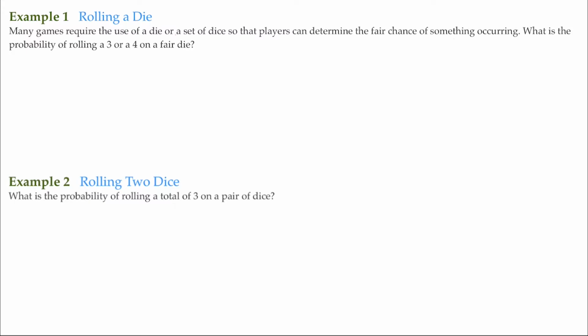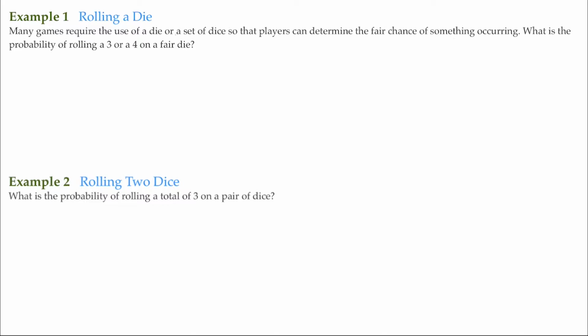So for this first example, we are going to use theoretical probability to determine the outcome of rolling a die. So here it says, many games require the use of a die or a set of dice so that players can determine the fair chance of something occurring. What is the probability of rolling a 3 or a 4 on a fair die?